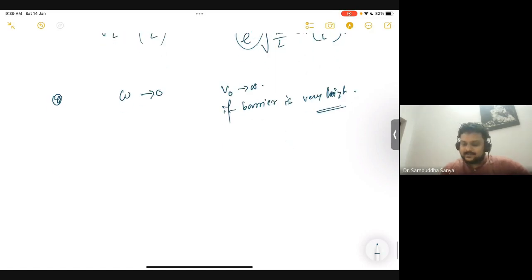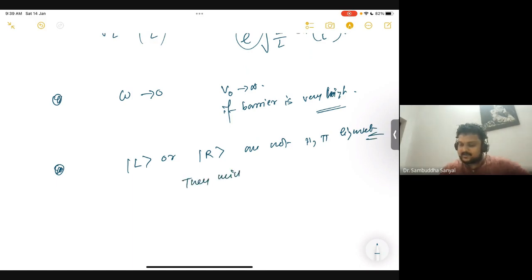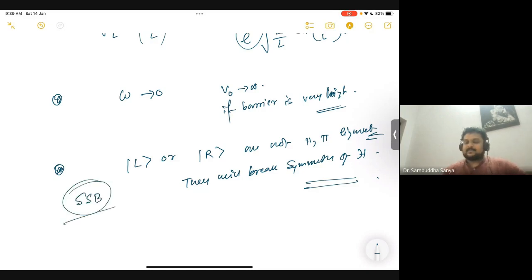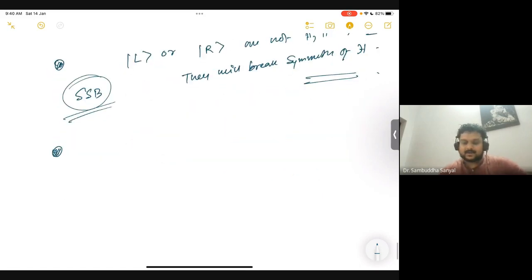So you will find that the system will always be in a state L or R. L or R are not H eigenkets, and they will break the symmetry of H. So this phenomenon is called spontaneous symmetry breaking. And there are many examples of that. If you take advanced courses, you will learn this in stat mech and everywhere, and not just stat mech, particle physics also.